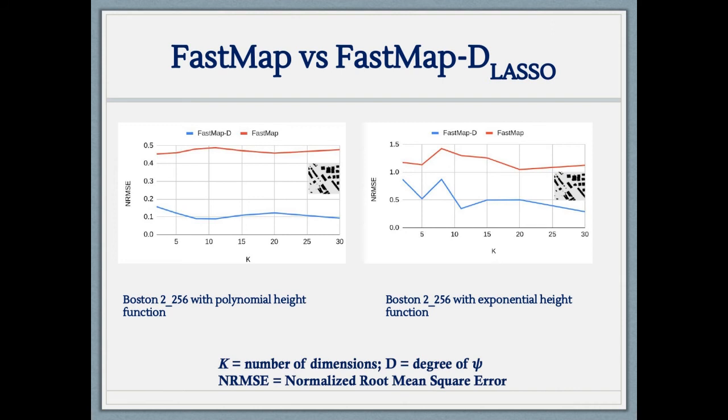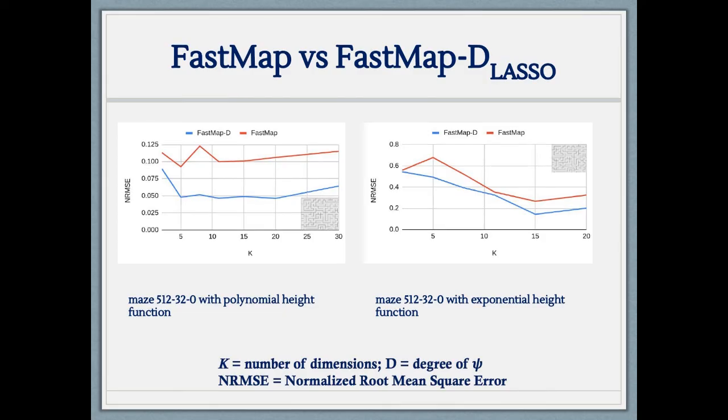We see similar trends here, but notice that in the exponential height case, embedding only the average distance results in an error greater than 1.0. This means that the standard deviation of the error is larger than the average path distance in the graph. However, with FastMap-D, we are able to bring it down to 0.3.